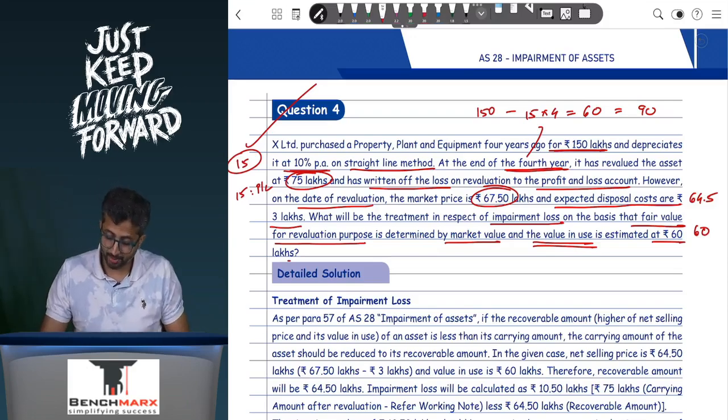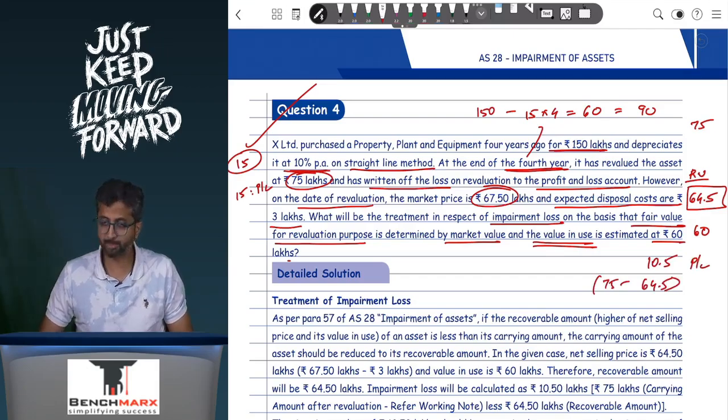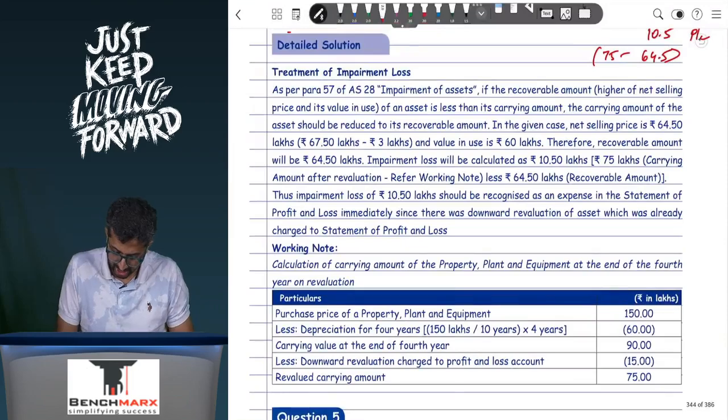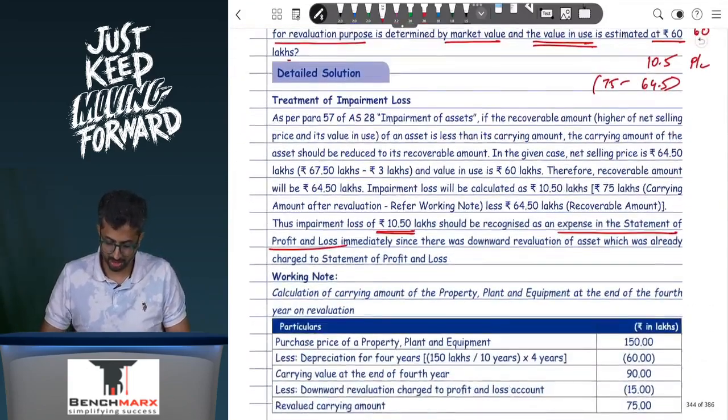Now, if I have to compare the carrying value, which is 75 in my books, with the recoverable value, which is the higher of these two, which is 64.5, then there will be an additional 10.5, that is 75 minus 64.5. That additional 10.5 will be taken to the profit and loss account. So over here, the impairment loss of 10.5 should be recorded as an expense in the statement of profit and loss. So this is question number 4.